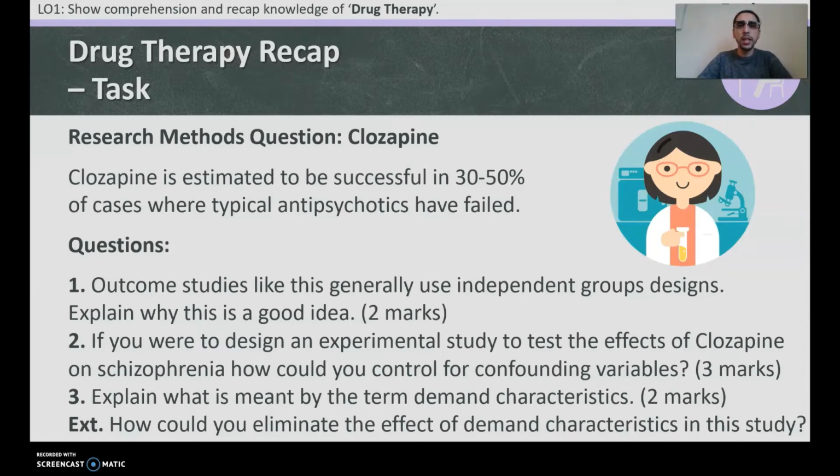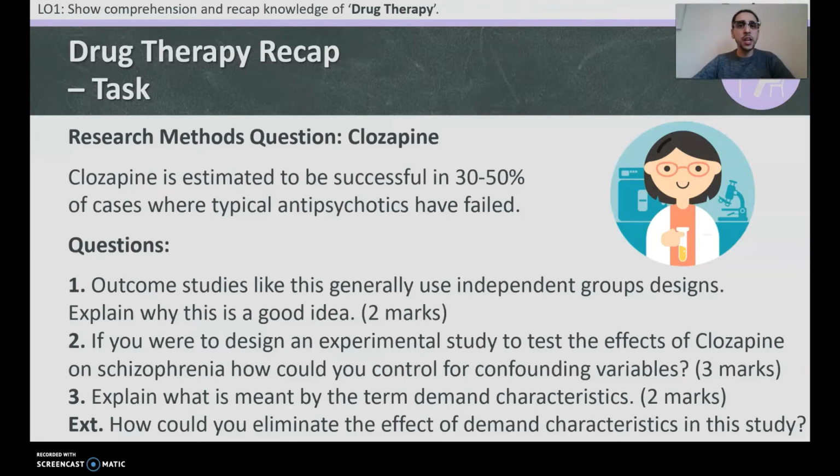Outcome studies like this generally use independent groups design. Explain why this is a good idea. Ooh, research methods. Okay, what's the independent groups, right? Repeated measures is when one group repeats the different conditions lots of times. Independent groups is when what? One group does one condition. Okay, why might that be a good idea?